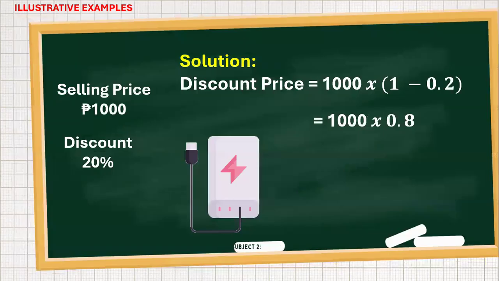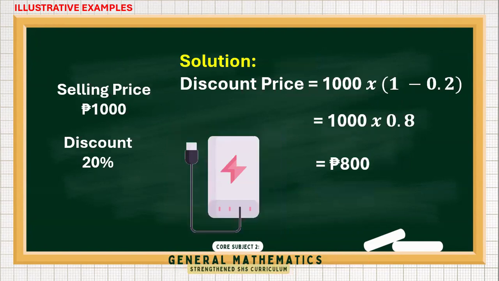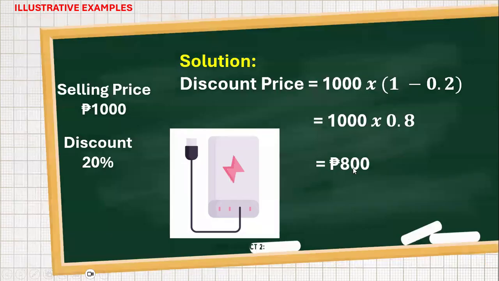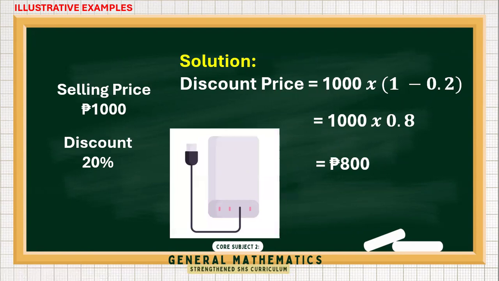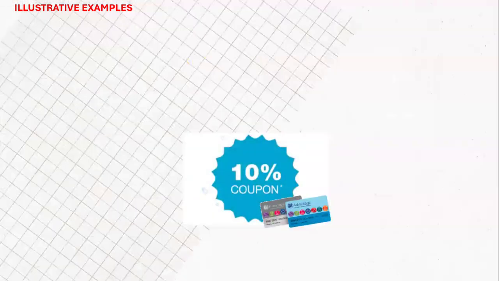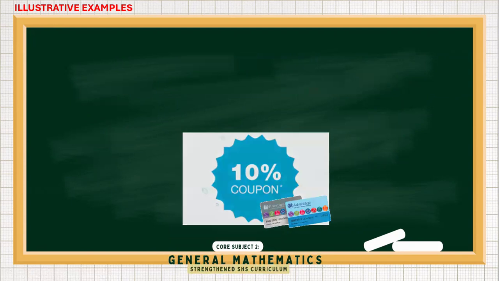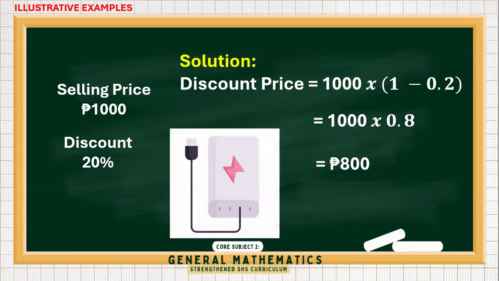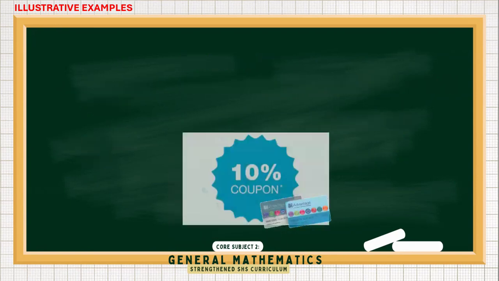So the answer is 800. We get the opposite of 0.2, and that's 0.8, and then you'll get the discount price. Remember that discounts attract customers, but businesses must be careful not to sell below the cost. As consumers, it is important to know if a discount is real or just a marketing strategy.